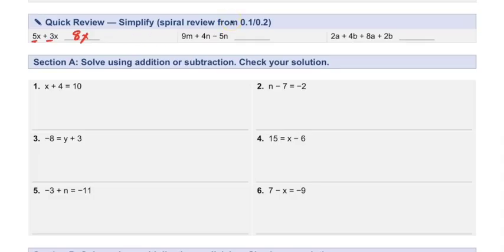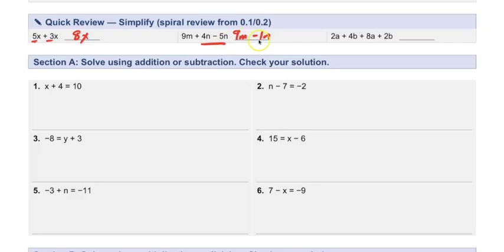Over here, I can only add the n's together. 4n minus 5n is negative 1n. They're different signs, so you subtract. 5 minus 4 is 1, and then you keep the sign of the bigger number. So negative 1n, or just negative n. And then 9m is still there.